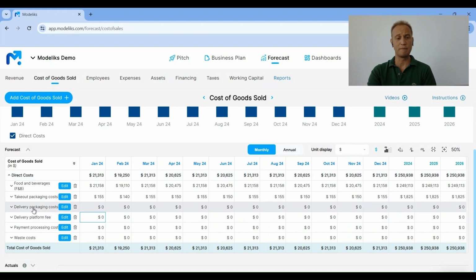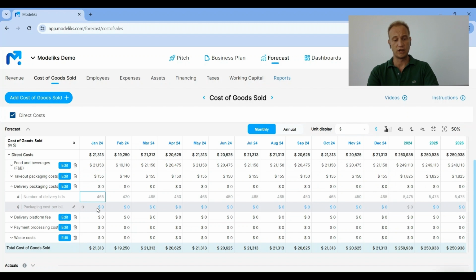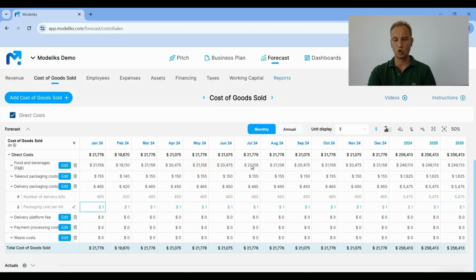Next, delivery packaging cost, similar to takeout packaging cost. Let's assume that it costs us $1 to pack the order for delivery. Copy paste all the way to the end. Now we have our delivery packaging cost calculated.